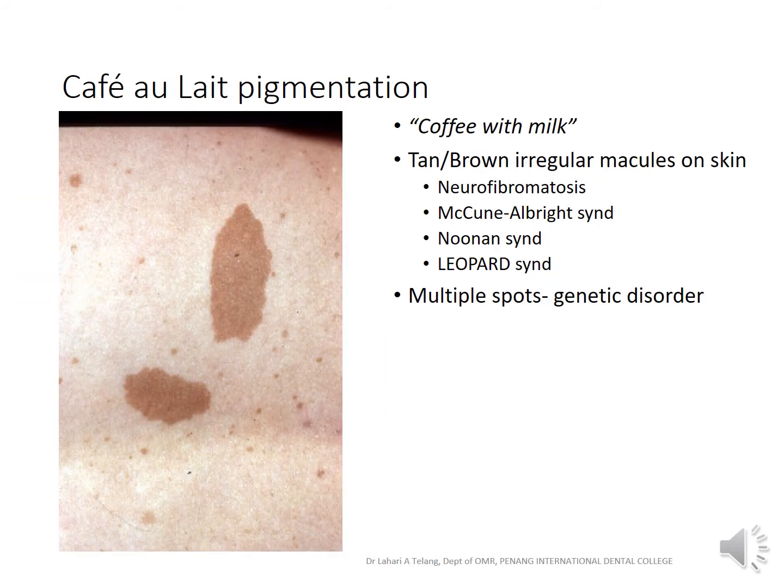Café au lait means coffee with milk. Generally these are tan or brown irregular macules that are seen on the skin, seen in neurofibromatosis, McCune-Albright syndrome, Noonan syndrome, and LEOPARD syndrome. And when you're seeing multiple of these café au lait pigments, it is important that you suspect some genetic disorder and the patient must be subjected to the necessary investigations.